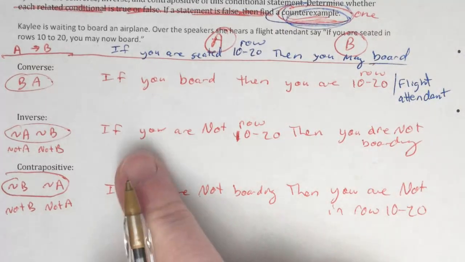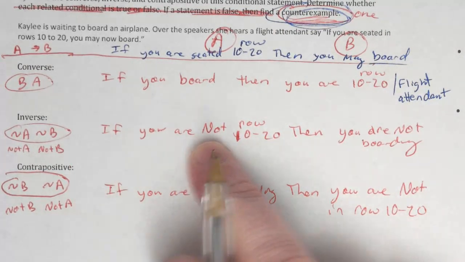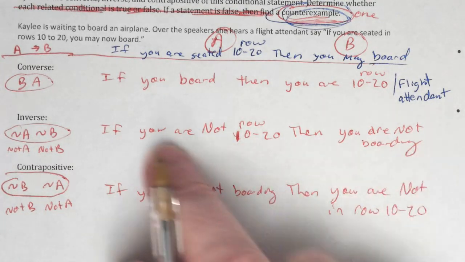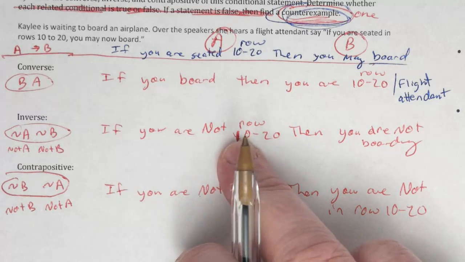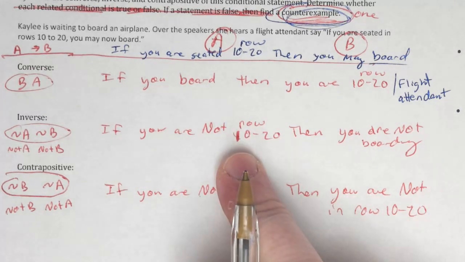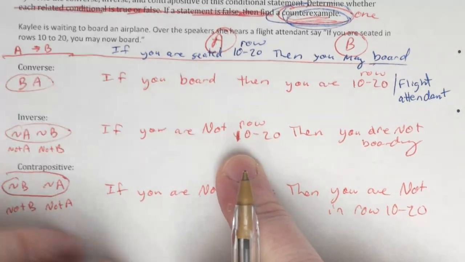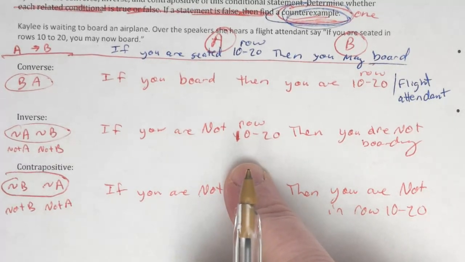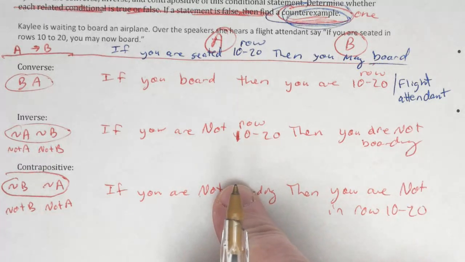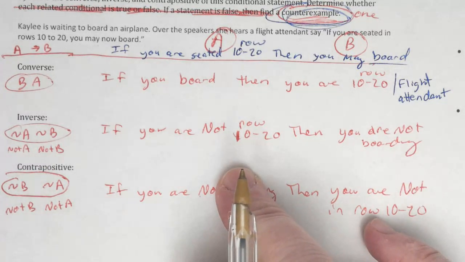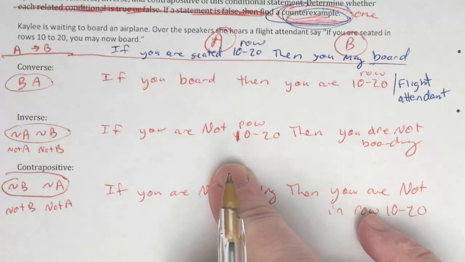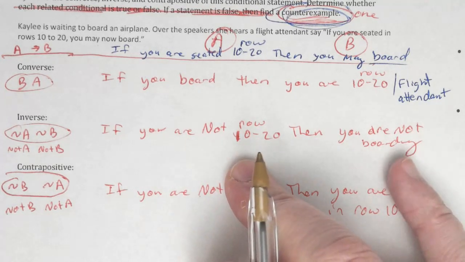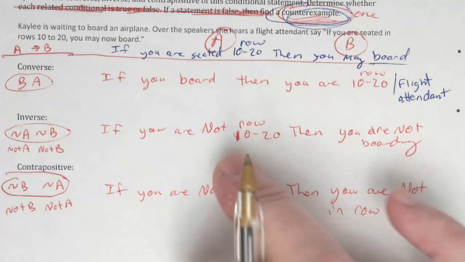All right, let's see if we can think of a counterexample for this. If you are not in row 10 through 20, then you are not boarding. So you are not in row 10 through 20. Let's say we're in row 3 or something. Why are you not boarding? I don't know. Let's see. Well, that's definitely true because we're not supposed to.